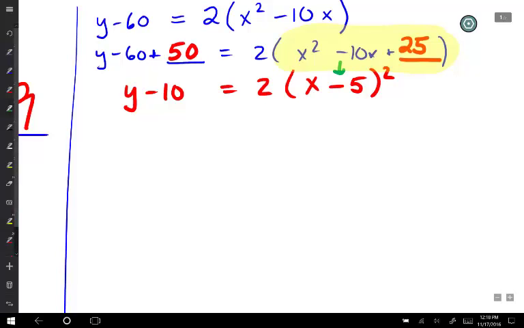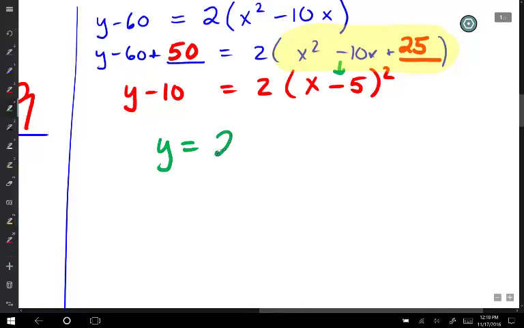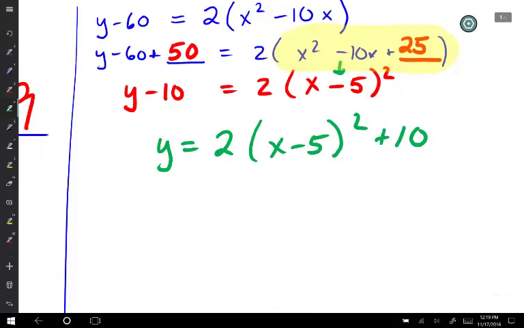So let's write our final answer. Y equals 2, x minus 5 squared plus 10. Do we all agree that the vertex is 5, 10? Yeah. Does this one have a pattern 1, 1, 2, 4? No. No, it does not. It would be 1, 2, 2, 8. Yes. Because you multiplied it by that stretching scalar.